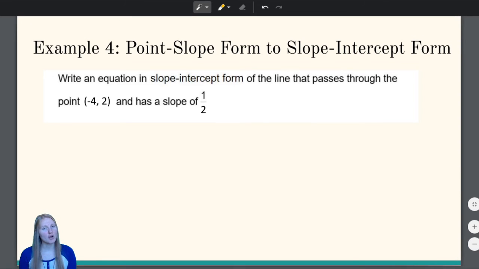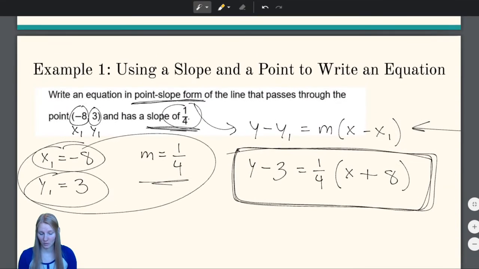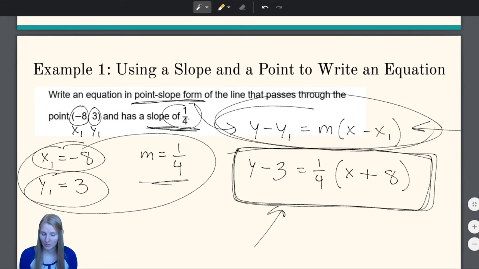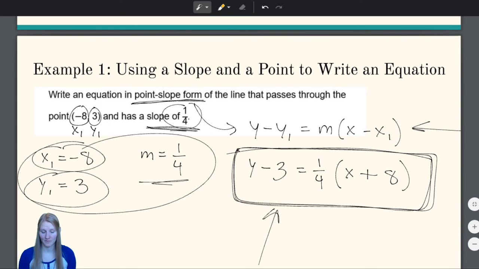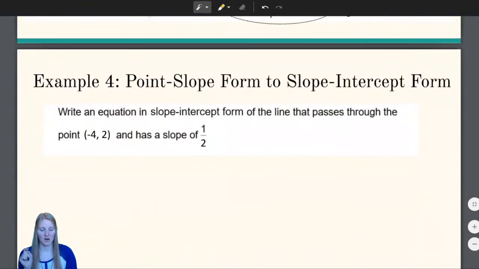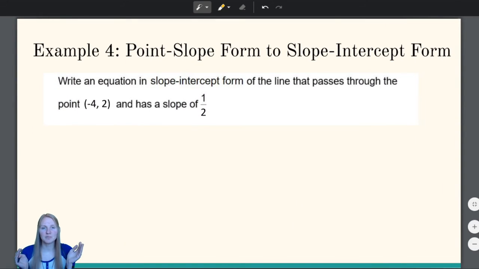Now remember that our learning target and success criteria had 2 parts to it. The first part was, what is point slope form? Can I write an equation in point slope form? So we did the first part of our learning target and success criteria. We know that this is point slope form, and we wrote an equation in point slope form. Now the second part was being able to change between forms: if I have point slope form, can I put that in slope-intercept form?